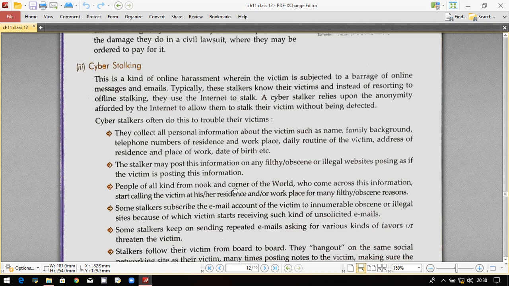People of all kinds from every nook and corner of the world who come across this information start calling the victim at his or her residence and or workplace for many filthy reasons.